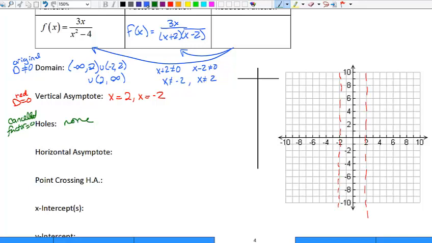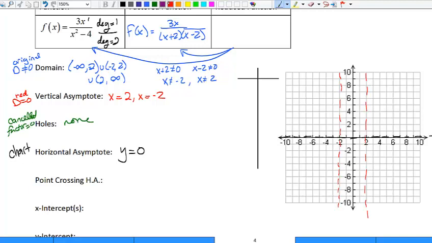The horizontal asymptote, that comes from the chart. The chart where I compare the degree of the numerator, which is 1, to the degree of the denominator, which in this case is 2, because that's the exponent. Because the denominator is larger, the chart tells me that my horizontal asymptote is y equals 0. I'm going to go ahead and put that on the x-axis there as my horizontal asymptote.